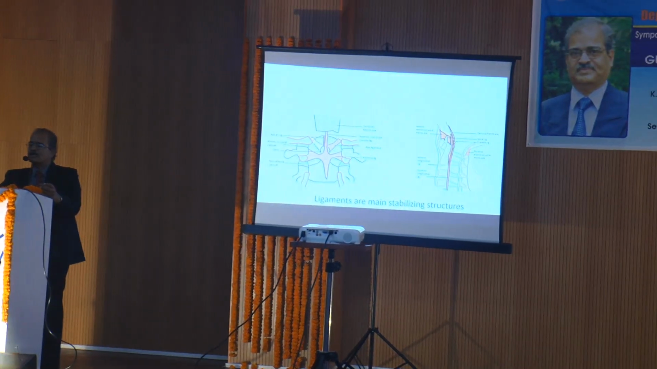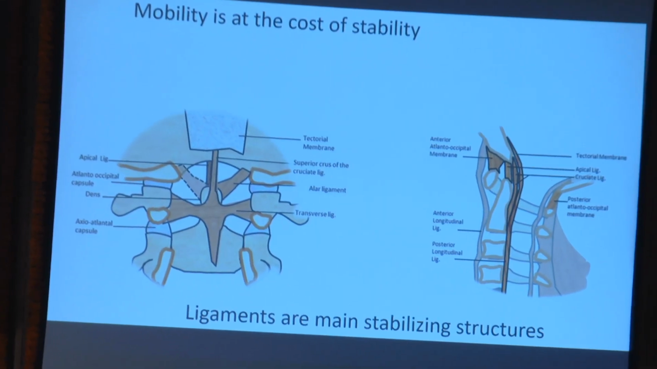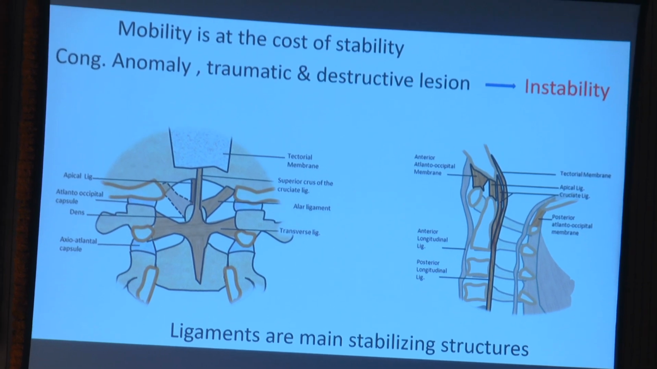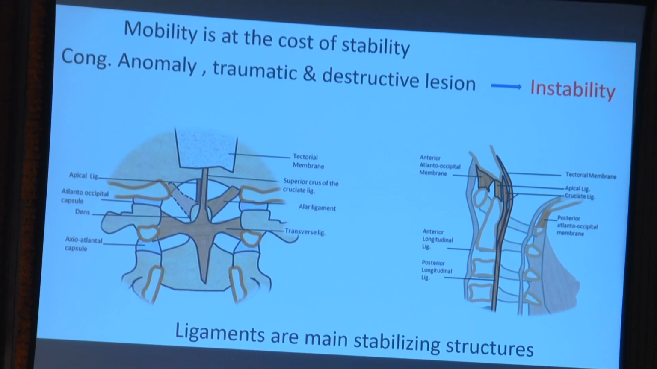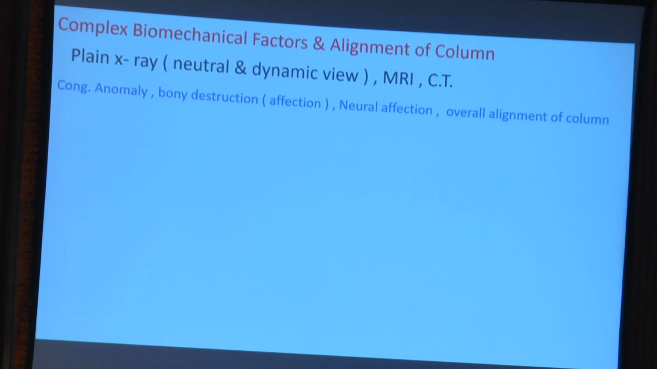And the ligaments are very important, and they are the main stabilizing structure. So here the mobility is at the cost of stability. The congenital anomaly, traumatic and destructive lesions cause instability in this area. And since it is only ligamentous, with much of the contribution from the ligaments, the bony osseous continuity is poor. So whenever we wish to fuse this area, we have to take extra effort to have a stable onlay graft in this area. The ligaments are the main stabilizing structures in this zone.